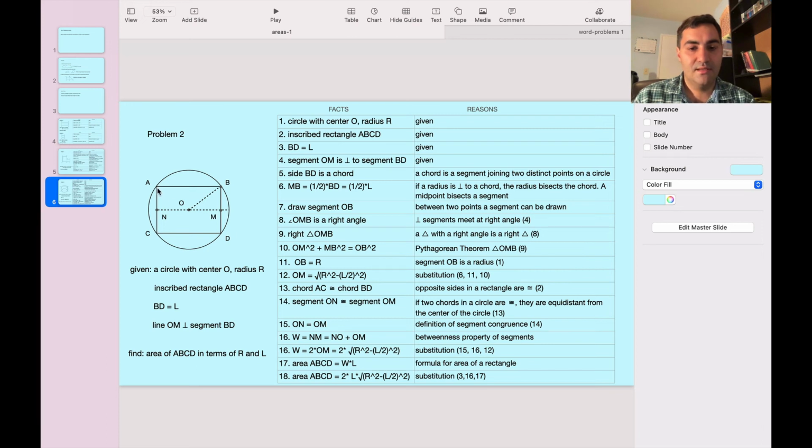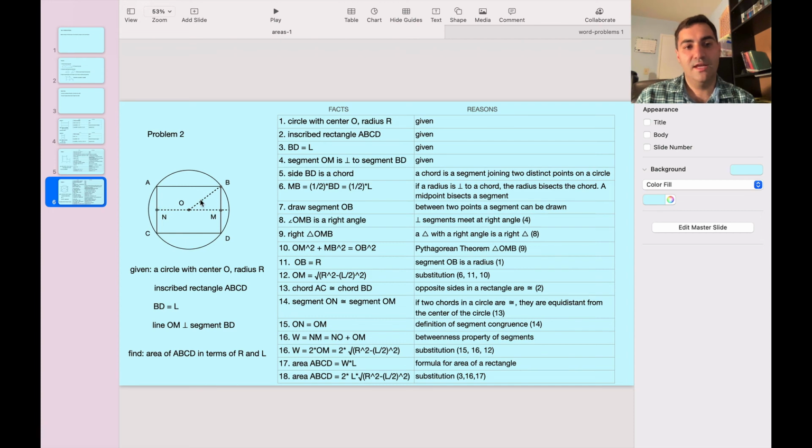Okay, so we know that chord AC is going to be congruent to chord BD, which is another way of saying segment AC is congruent to segment BD, because ABCD is a rectangle, and opposite sides in a rectangle are congruent. We know if 2 chords in a circle are congruent, they are equidistant from the center of the circle. So in other words, this segment ON is going to be congruent to this segment OM. By the definition of segment congruence, the length of ON is equal to the length of OM.